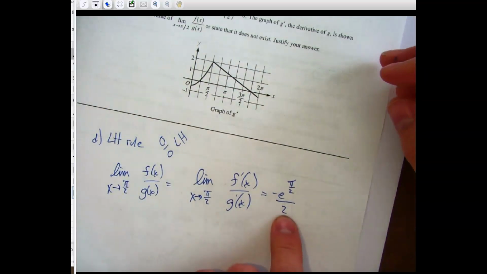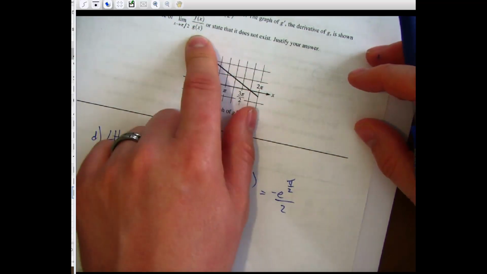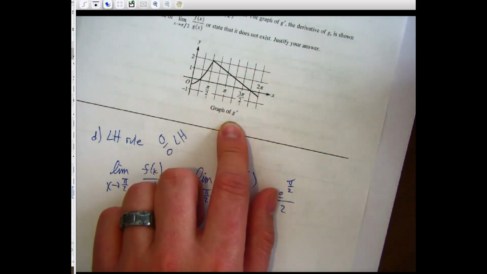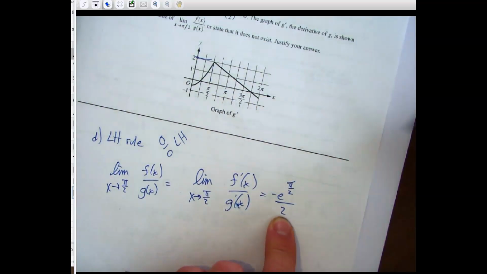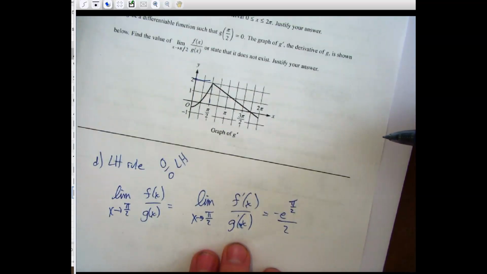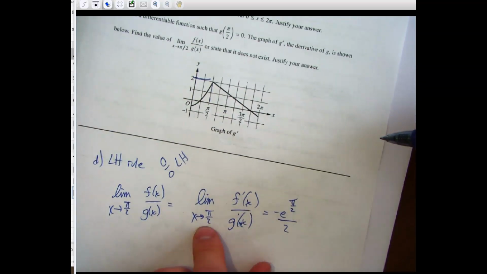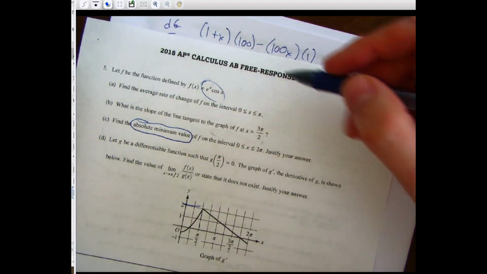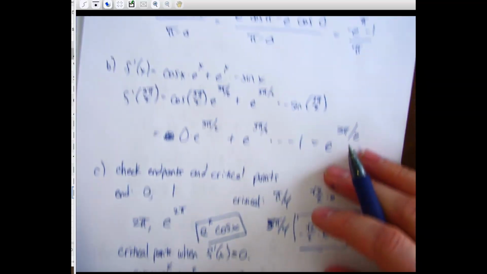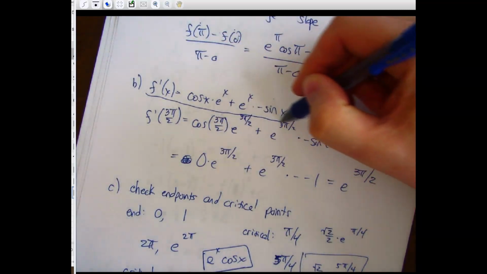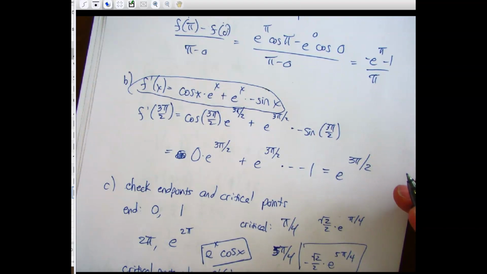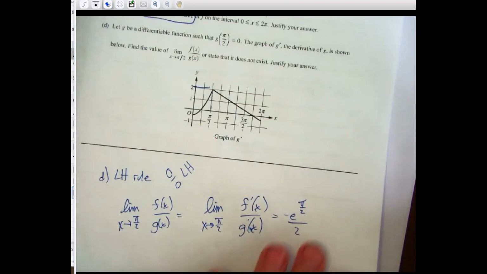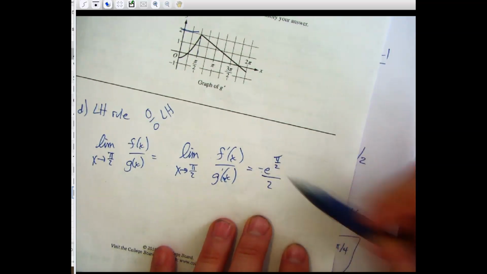So since this is g prime of x, now I can read this graph, because this graph was g prime. Before I was asking for g, I don't know g. But g prime of pi over 2, that's 2. I can read that off. And then I need f prime of pi over 2 also. Well, f prime is that derivative that I had. So this is my f prime. They really hammered on this one, and your job is to plug pi over 2 into that. If you work through that correctly, you will get this negative e to the pi over 2.